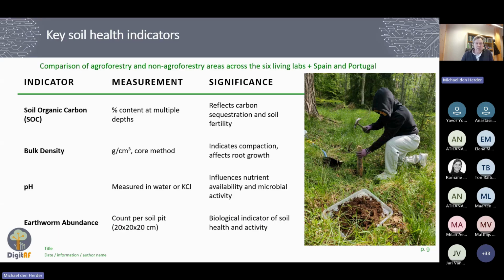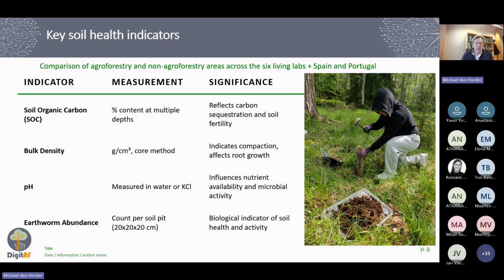Then, based on previous assessments, we selected some indicators that look useful for assessing soil health. From LUCAS and the Land Degradation Surveillance Framework, these indicators came up. So we chose soil organic carbon, bulk density, pH, and earthworm abundance.